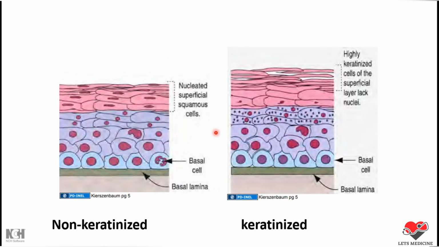So to appreciate the difference between keratinized and non-keratinized epithelium, you should see the topmost layer. Whenever you are going to identify the layers in the microscope, you should see the topmost layer. In keratinized epithelium, the topmost layer will be anuclear. You will not see any nuclei present in these cells, while in non-keratinized epithelium you can easily appreciate the nuclei present in the topmost squamous cells.